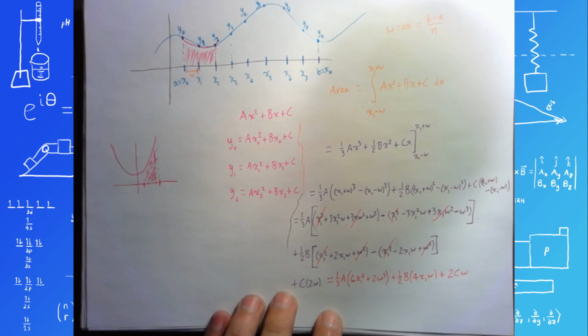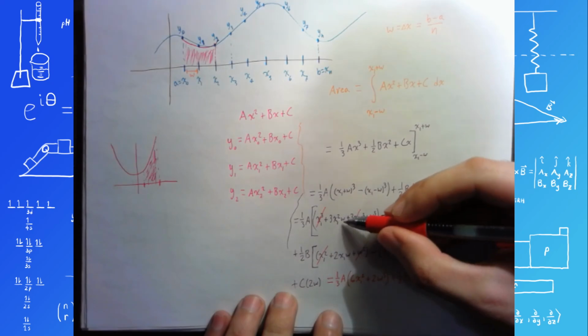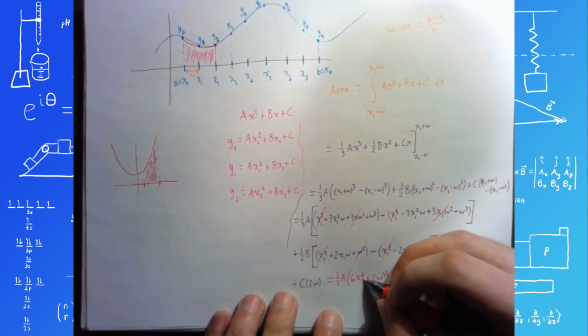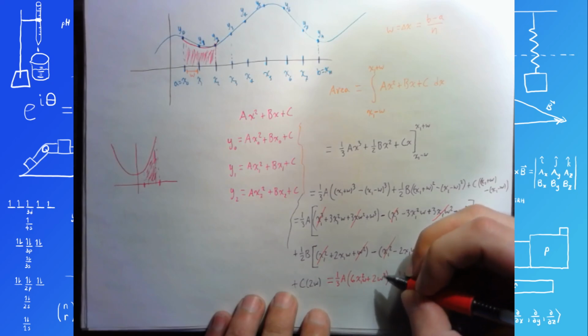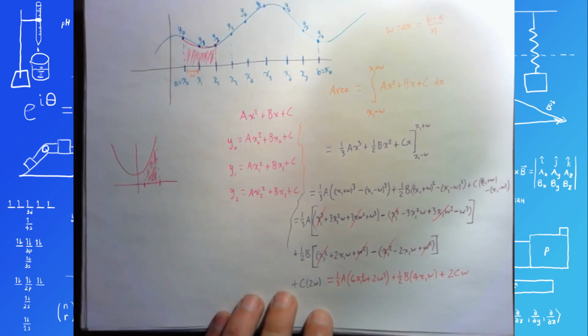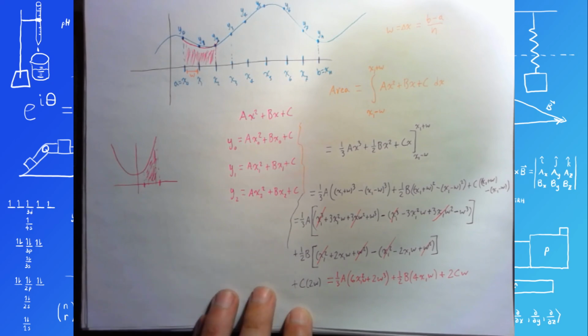And I forgot something, didn't I? Ah, it's 3x1 squared w. There needs to be a w over there, so that's 1/3 a and then parentheses 6x1 squared w plus 2w cubed. Every term is going to have at least one w in it. So that's the next step, actually. I'm going to factor out a w from everything, and I'm also going to factor out a 1/3 from everything. So I'm going to factor out 1/3 w.